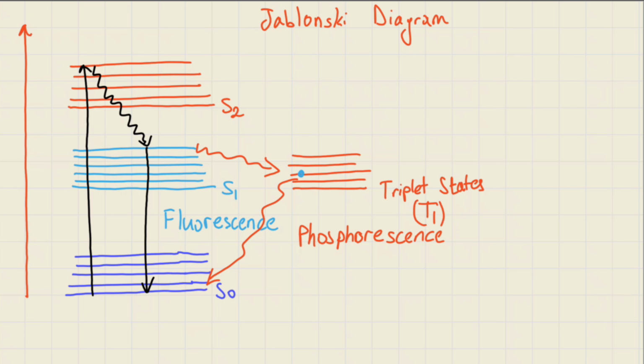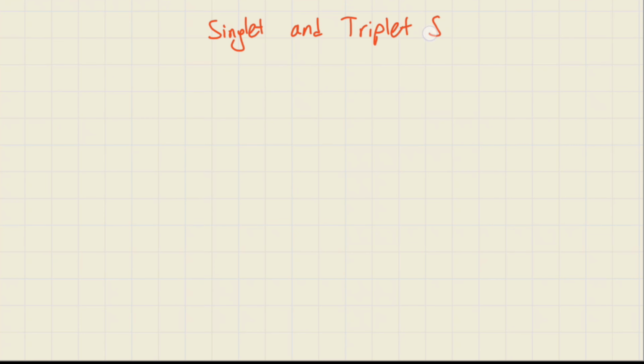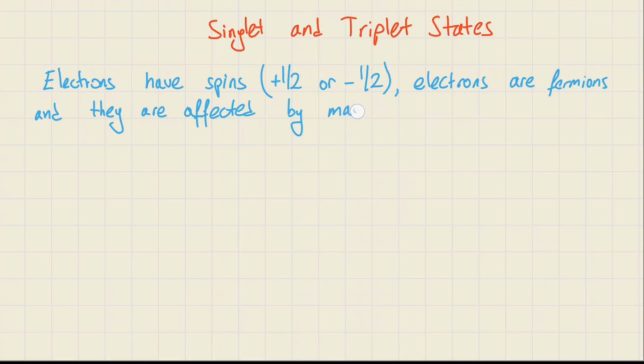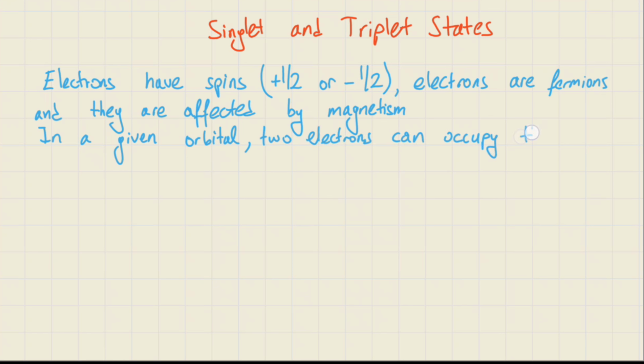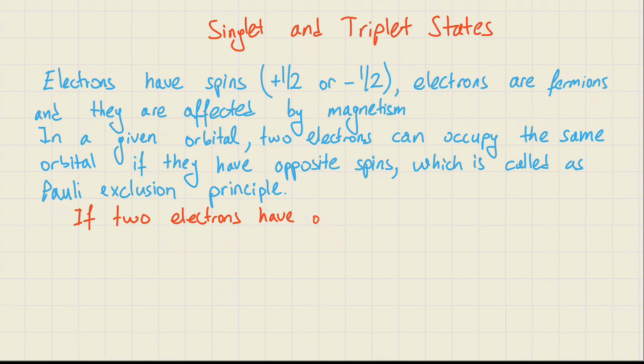But what are the singlet and triplet states? Electrons have spin plus 1/2 or minus 1/2. And electrons are fermions and they are affected by magnetism. In a given orbital, two electrons can occupy the same orbital if they have opposite spins, which is called the Pauli exclusion principle. If two electrons have opposite spins, the total magnetic moment becomes zero.